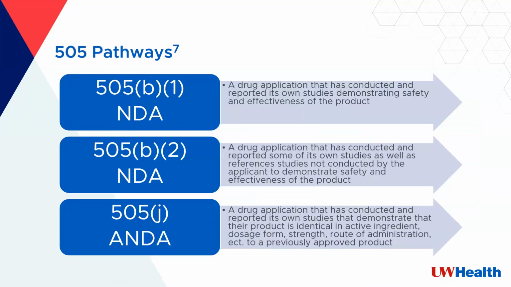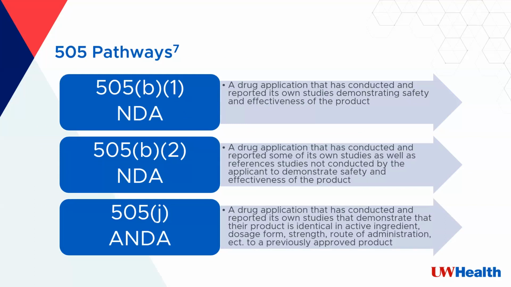Then taking it one step further, we can break down that 505 pathway between parts B1 and B2. So the 505(j), the ANDA, I won't touch too much on. This is just the generic approval pathway. It has its own studies, but those studies are really just trying to prove it's identical to the active ingredient.